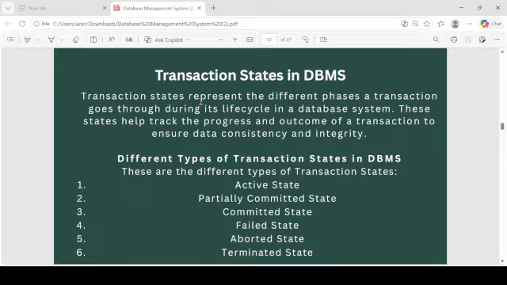So in this unit, we only focus on the consistency and integrity of the data or database. Alright, so these are the different types of transaction states we have in DBMS. The first state is the active state. The second state is the partially committed state. The third state is the committed state, where the transaction is successful, and the failed state, where sometimes failure occurs. The aborted state and terminated state are the last states of a transaction.